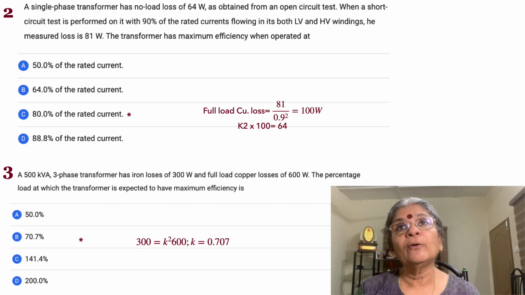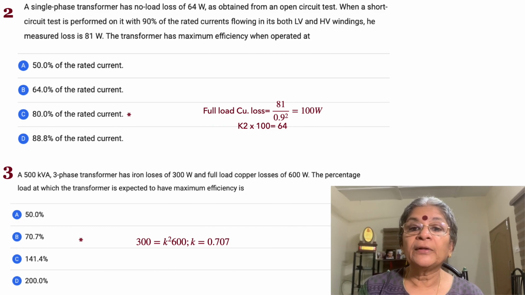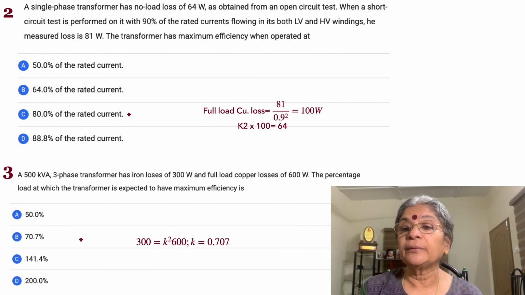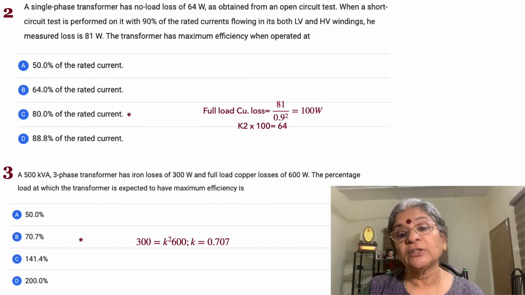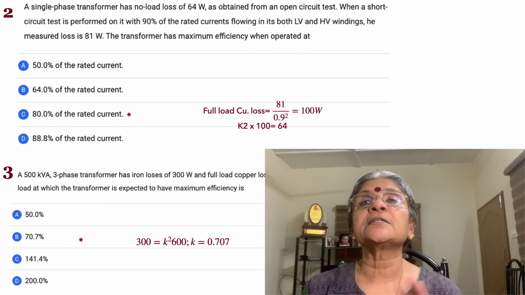Now we want K square into 100 to be equal to 64, because maximum efficiency is obtained when the copper loss is equal to the iron loss. So we need the no load loss of 64 watt to equal K square into 100. So K can be calculated as the square root of 64 by 100, so it is equal to 80%. So these are some of the recurring aspects.